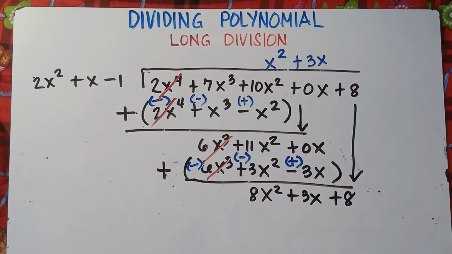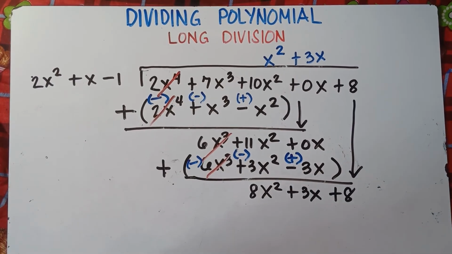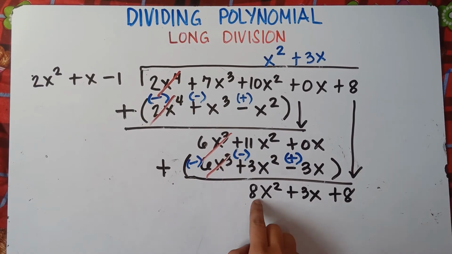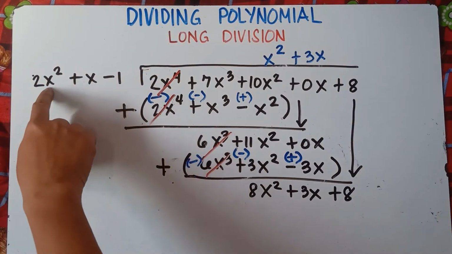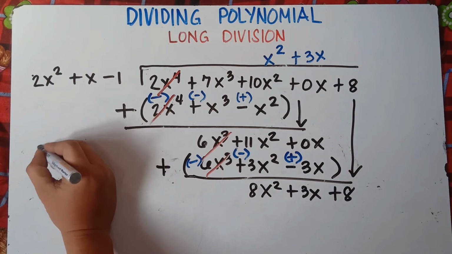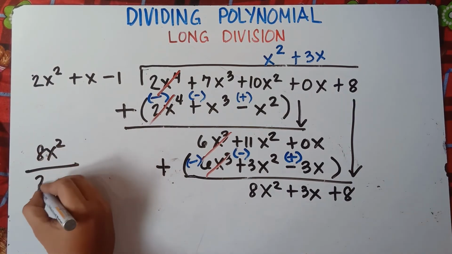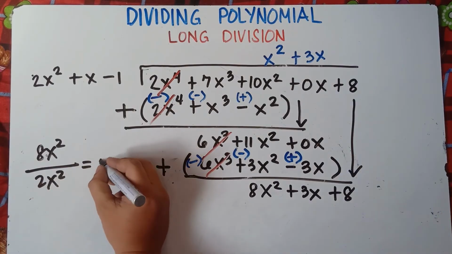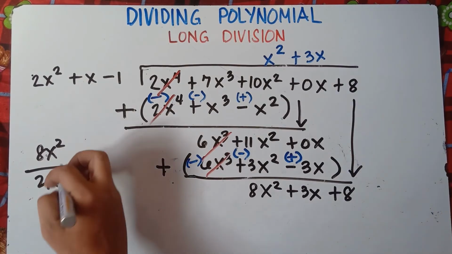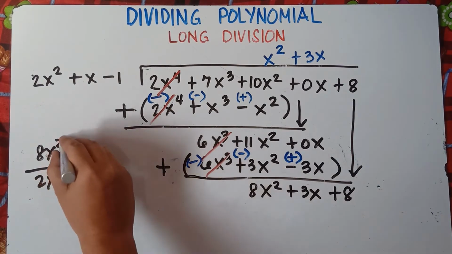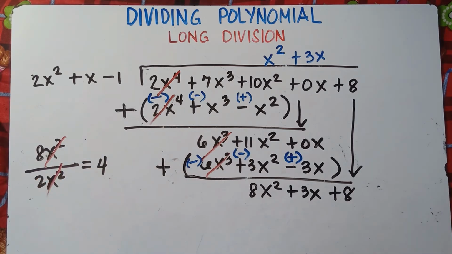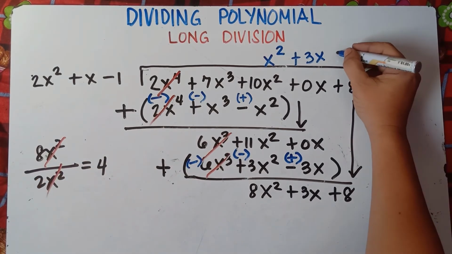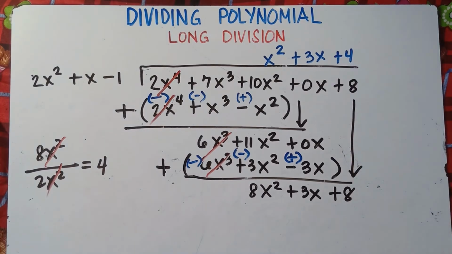Alright, so almost done. Last part. We're almost done. You divide 8x squared divided by 2x squared. So 8 divided by 2 is 4. X squared divided by x squared simply cancel. So that would be positive 4. Plus 4. Alright, and then you multiply.